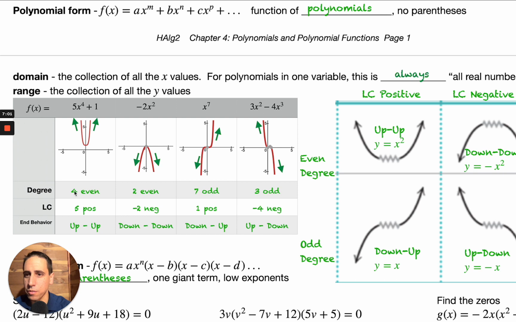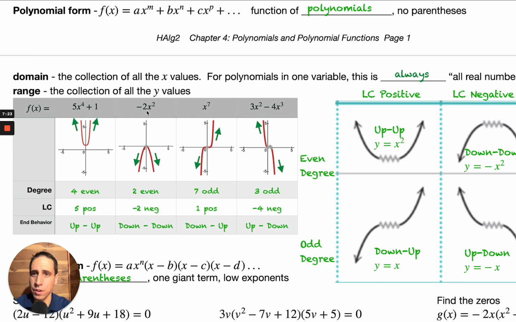Notice also the degree is 4, which happens to be an even number, and the leading coefficient is 5, which is a positive number. It turns out if the degree is even and the leading coefficient is positive, then it's always going to be up, up. So if we change this to 6x to the 6th, it would also be up, up. Let's take a look at this.